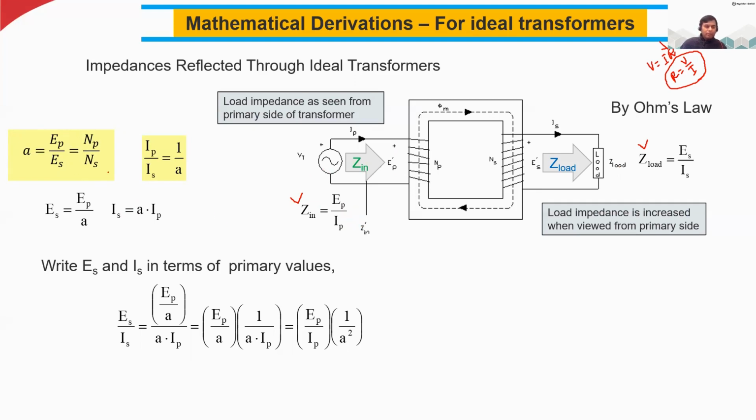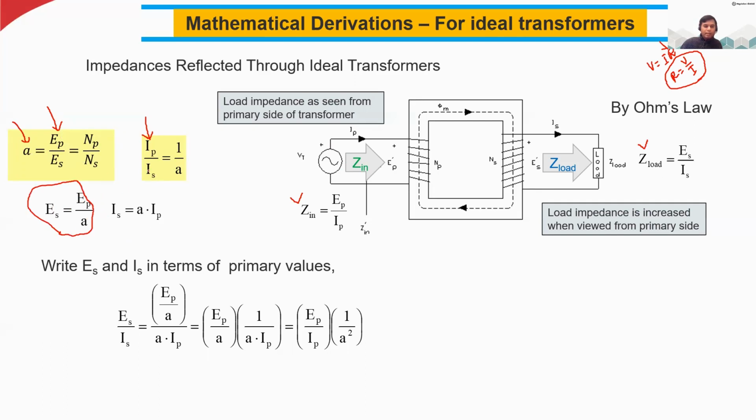In the previous slide, I already mentioned the turns ratio. A is equal to primary voltage divided by secondary voltage, EP divided by ES. Of course, NP divided by NS. We are writing in terms of voltage. Now we are writing the turns ratio in terms of current. IP divided by IS, primary current divided by secondary current, is equal to 1 divided by A. We know these two equations we had seen just before. So I rewrite this equation this way. ES is going up here, A is coming down. So ES is equal to EP divided by A. This is one equation.